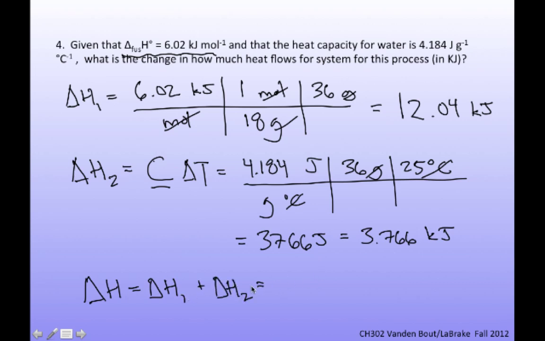So the total enthalpy then is just the sum of these two, delta H1 plus delta H2, the enthalpy for the phase transition plus the enthalpy for the heating, and we get 15.806 kilojoules.